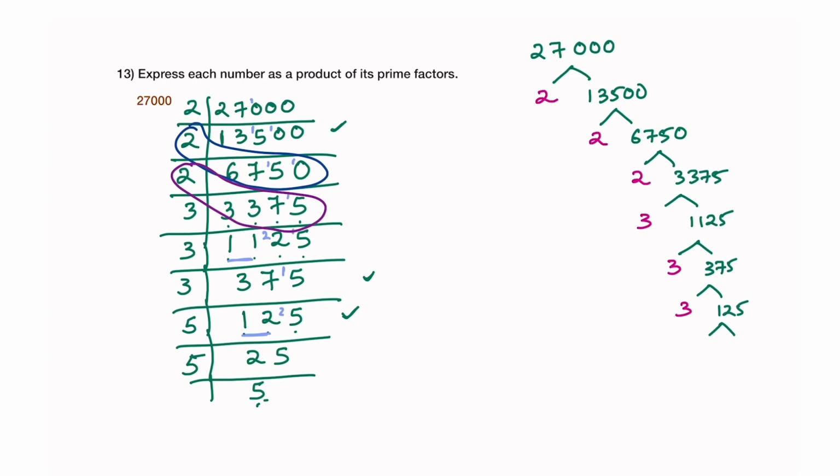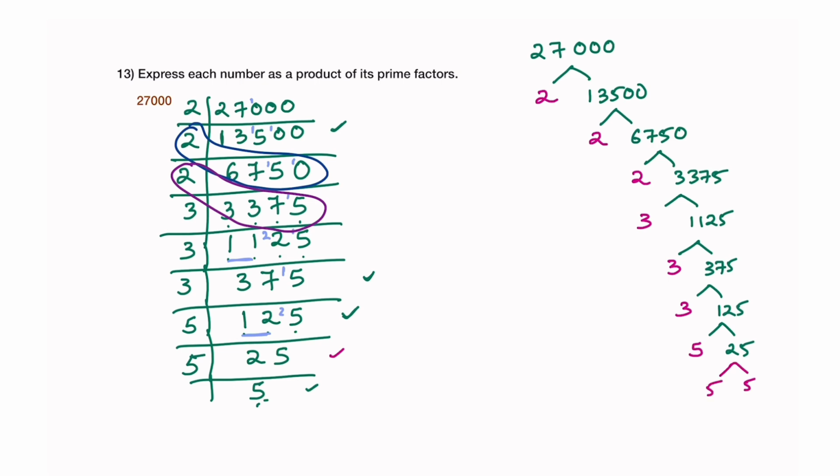Further divide. We go to the next one, this one here now. So that's 5 times 25. And we come to the last one here now. So we say this is 5 times 5.